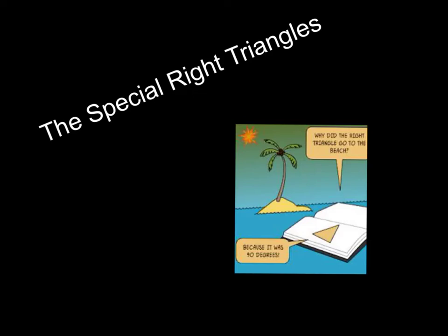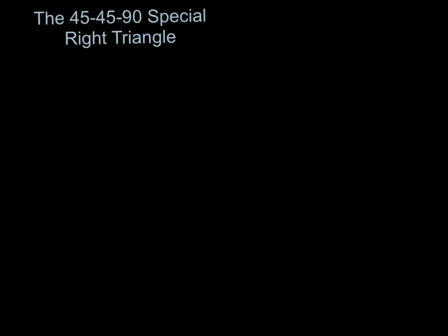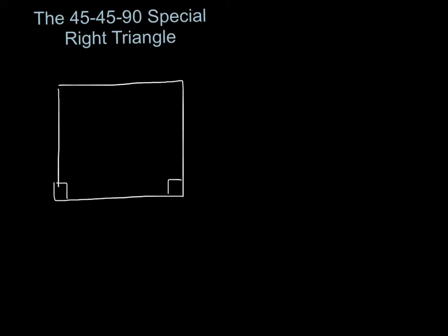In this lesson, we're going to talk about the two special right triangles. The first special right triangle is called the 45-45-90, and we'll see why in a moment. We're going to start off with a square, and we know that a square is equiangular and also equilateral. Now let's say this side measures x, then all of the other sides would have a measure of x.